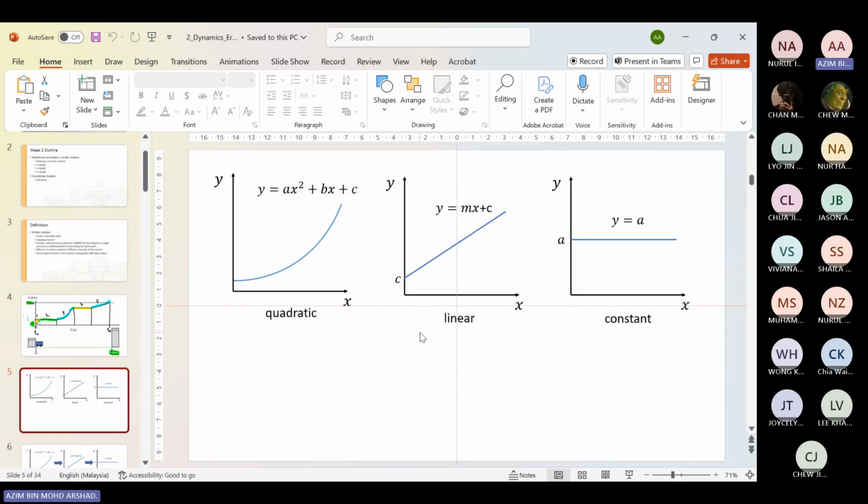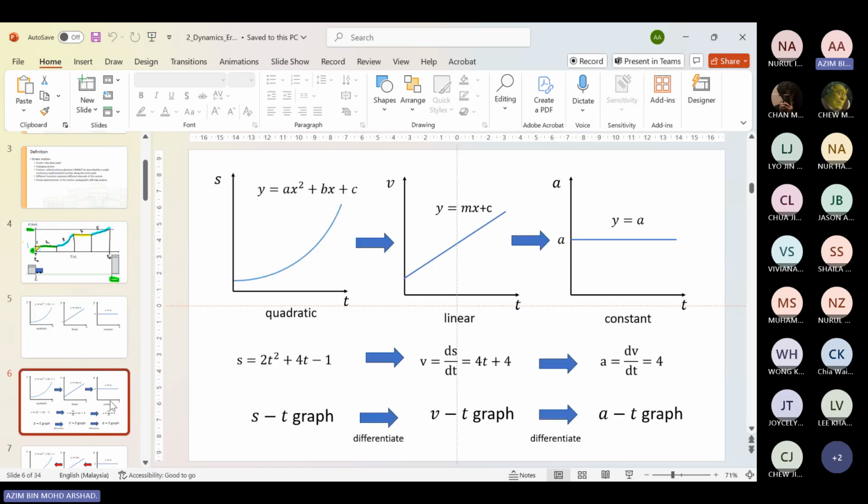And we also look at these three types of plots. The first one on the right side is a constant, for y equals a constant value, and it's a linear plot. The left one is a quadratic plot. If we have a quadratic function such as this one, when we differentiate by t, dt, we will get a linear graph, a linear function. When we differentiate a linear function, we'll get a constant. And if we differentiate this constant, we will get 0.